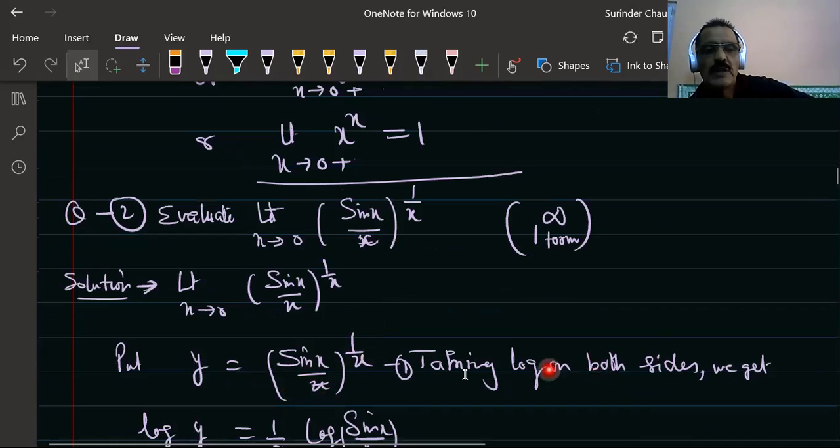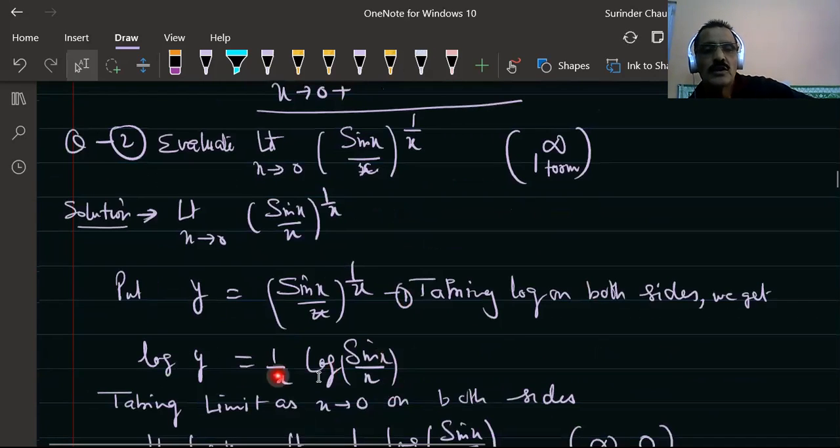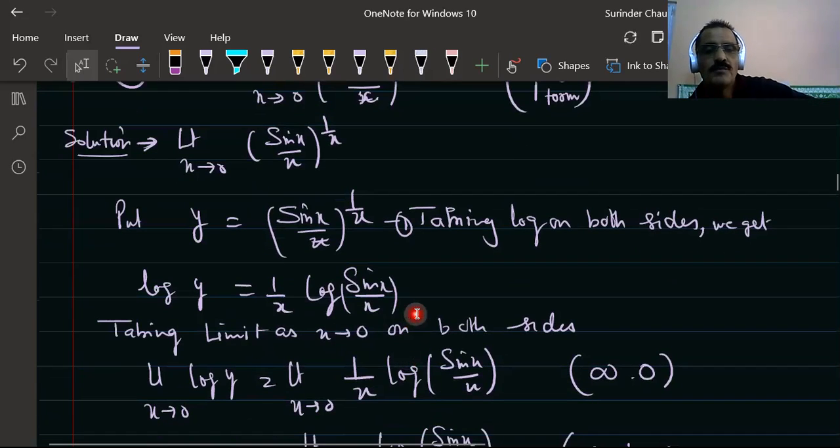Taking log on both sides, same procedure. Taking log on both sides. Log of y is equal to 1 upon x log of sin x upon x.